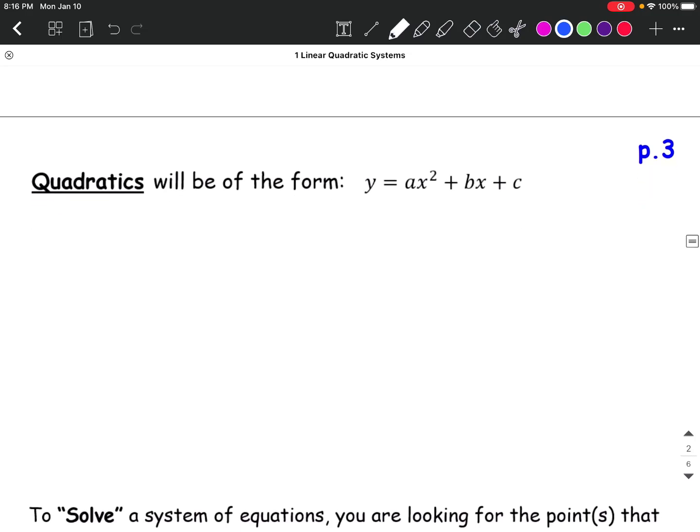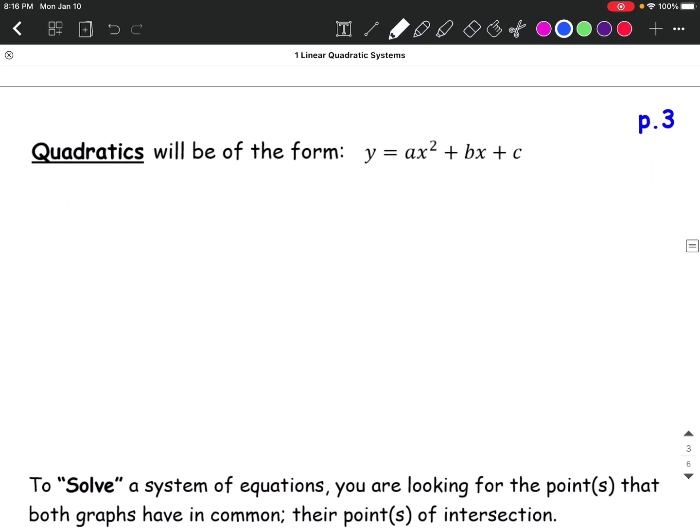Now, quadratics are when you have a y and an x squared. You may or may not have the x or the c. Remember we did this in the last unit when we did the quadratic formula. We had to have everything in the form ax squared plus bx plus c equals 0. Now instead of equal to 0, it's equal to y. So that's when you have a y and you have an x squared. That's when you know you have a quadratic. That'll give you the graph of a parabola.